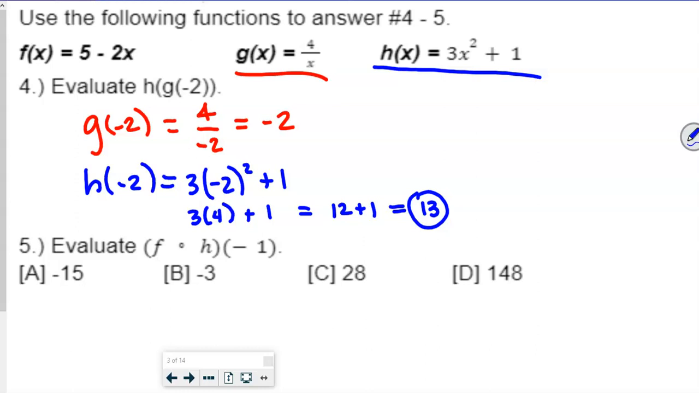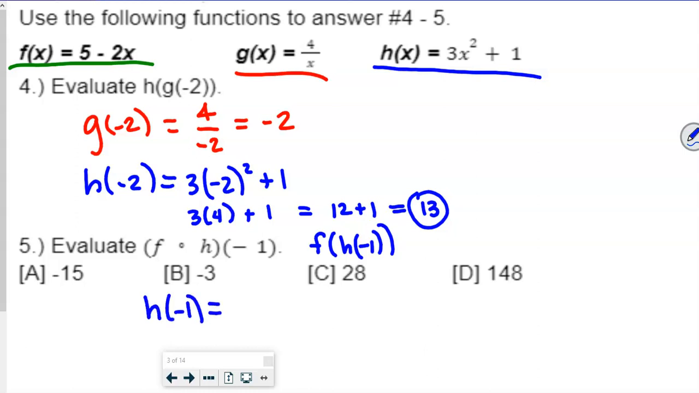All right, number 5 says evaluate f of h of negative 1. So I'm going to again rewrite this, f of h of negative 1, okay? So here we're going to do our f function. So our f function up there is this one, right? But we're going to do our h first. We're going to do h of negative 1. So we're going to go h of negative 1, right?